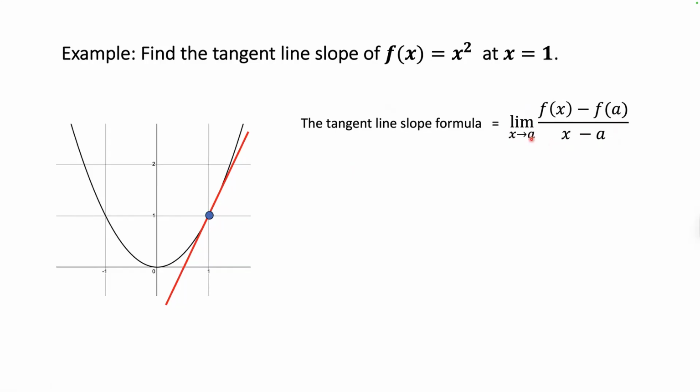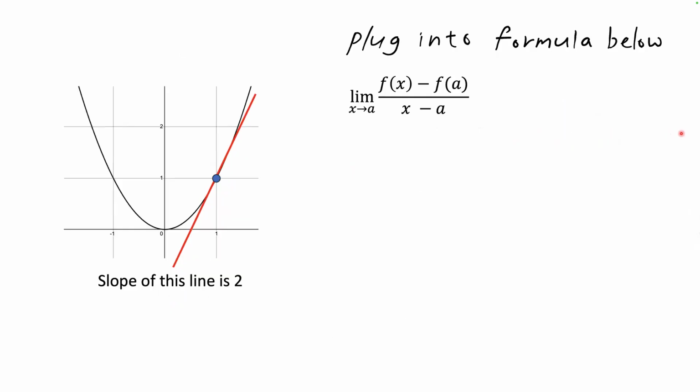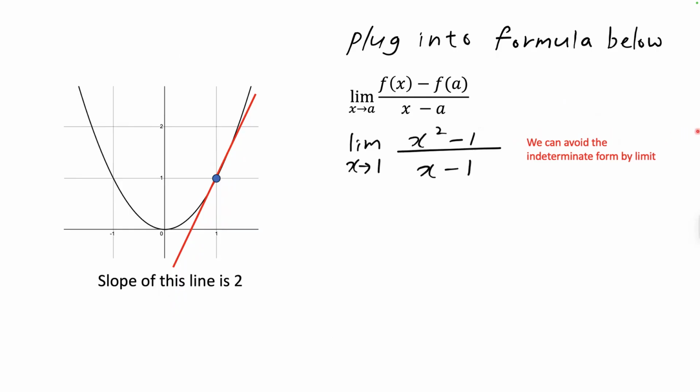Let's summarize the given information. That f(x) is x squared and x is close to a. Here, a is the same as 1, since x approaches 1, and f(a) is also 1, since 1 squared is 1. Let's plug all of this information into the formula. Here we have the result x squared minus 1 over x minus 1.